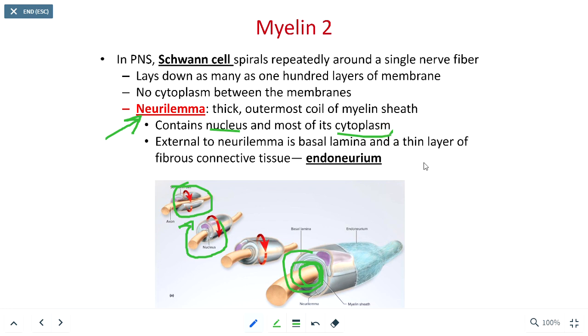And then superficial to that, we have another layer known as the endoneurium. This endoneurium is an electrically insulating layer that goes all the way around the nerve fiber, around the Schwann cells, and around the gaps of the nerve fiber where there is no Schwann cell.